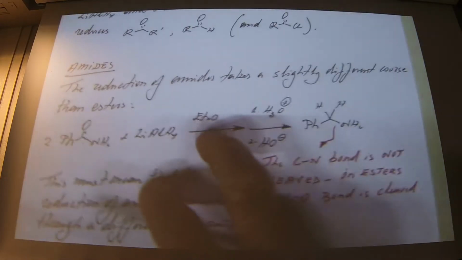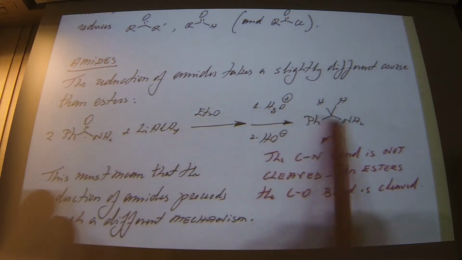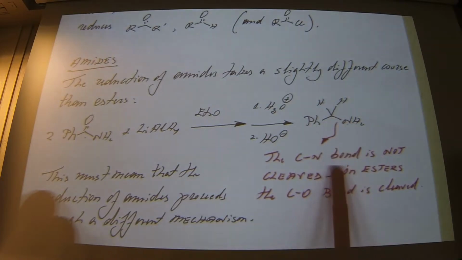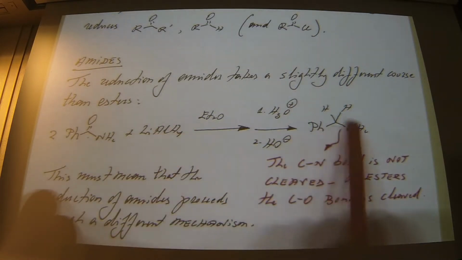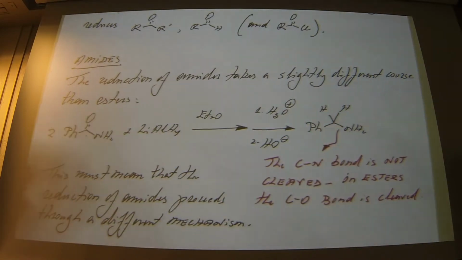Now, if you reduce an amide with LAH, and it doesn't matter whether it's a primary, secondary, or tertiary amide, let's just show a primary amide, then the CN bond is preserved in the product. So if this were an ester, you would cleave that bond and form two things. With the amide, the whole molecule is intact. So you only get one amine out of the reduction of an amide. You reduce an ester, you get two alcohols. You reduce an amide, you get one amine. You don't get two things, you get one amine.